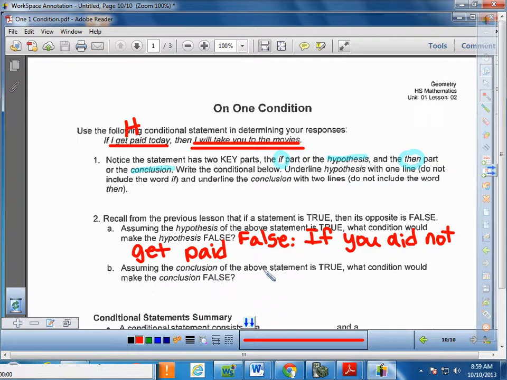Assuming the conclusion of the above statement is true, what condition would make the conclusion false? The conclusion will be false if you didn't go to the movies.